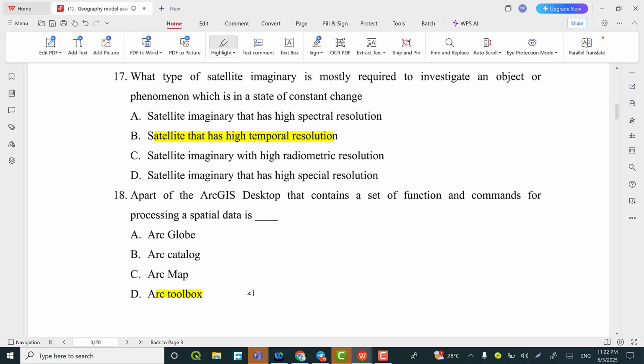The spatial data can be raster or vector or point data, or it can be Excel data. So it helps to process and pre-process using the ArcToolbox. ArcToolbox has different tool sets, and by selecting a preferable tool set, we can use the data to pre-process and process our spatial data. So the answer is D.